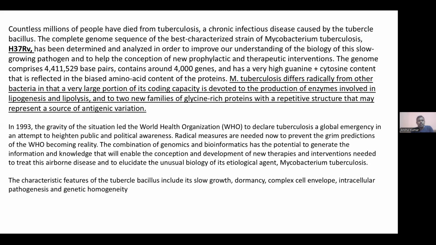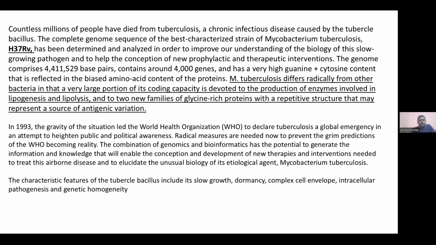In 1993, the gravity of the situation led the World Health Organization to declare tuberculosis a global emergency in an attempt to heighten public and political awareness. Radical measures are needed now to prevent the grim prediction of the WHO becoming reality. The combination of genomics and bioinformatics has the potential to generate the information and knowledge that will enable the conception and development of new therapies and interventions needed to treat this airborne disease and to elucidate the unusual biology of its etiological agent, Mycobacterium tuberculosis.